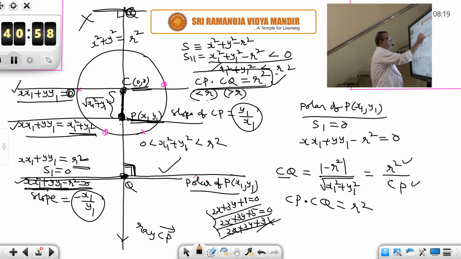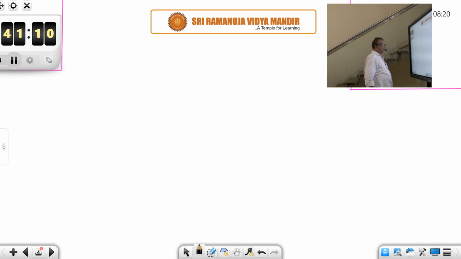Cp into Cq is equal to r square, and the polar is perpendicular to Cp. These two conditions will decide the direction and how far away the polar is from the center of the circle. Okay. The polar equation S1 equal to 0, we have not proved it. Let us prove this.